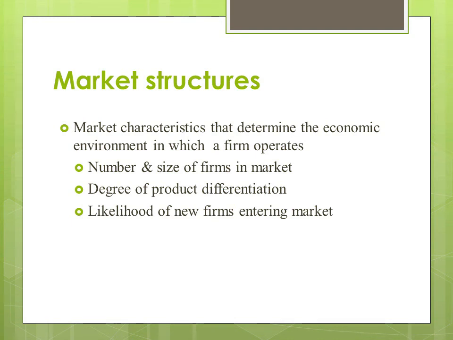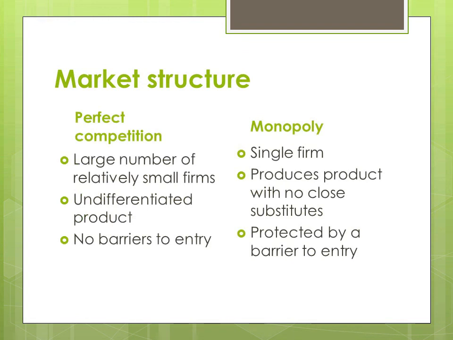Number and size of firms in the market, degree of product differentiation, where the product may be the same or different, and likelihood of new firms entering the market. In perfect competition, there is a large number of buyers and sellers, and all firms produce a homogeneous, undifferentiated product, and there are no barriers to entry and exit from the market, which is free, and there is a degree of perfect information. Economic agents have knowledge about costs, prices and market conditions.